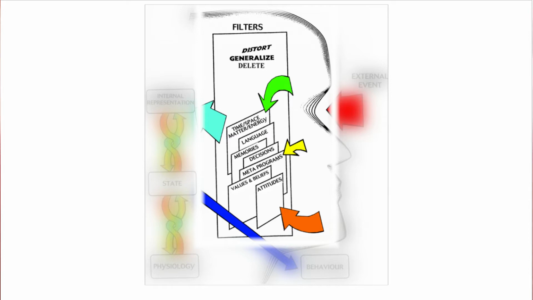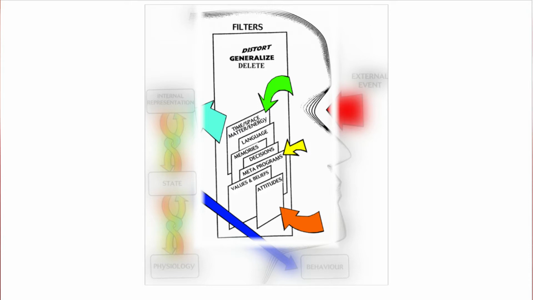And then there are our values and beliefs. Depending on our values and beliefs, we receive information, delete information, distort information, generalize information. Then we say our attitudes. Depending on attitudes, we do that. And then the decisions we have taken about life. And another one is called STEM.